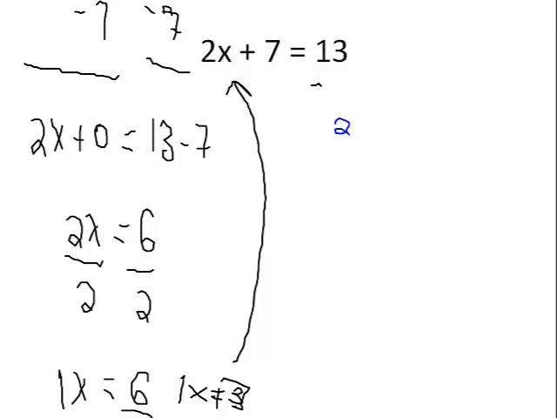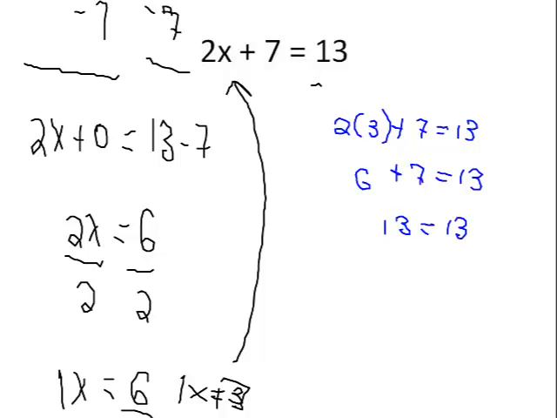So let's do that. We have 2 times x, and x is equal to 3, so we substitute 3 in for the x: 2 times 3, plus 7 is equal to 13. So using our order of operations, we do our multiplication first. 2 times 3 is 6, plus 7 is equal to 13, or 13 is equal to 13. So that is correct. So our answer, x is equal to 3, is correct.